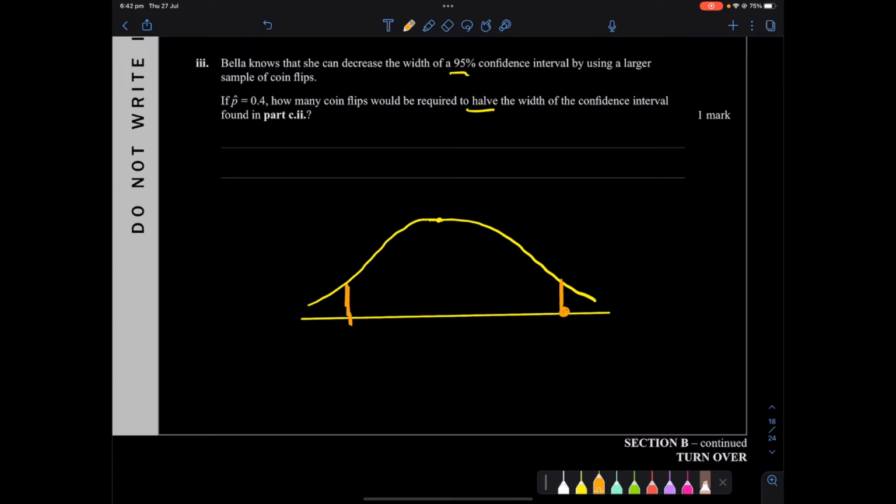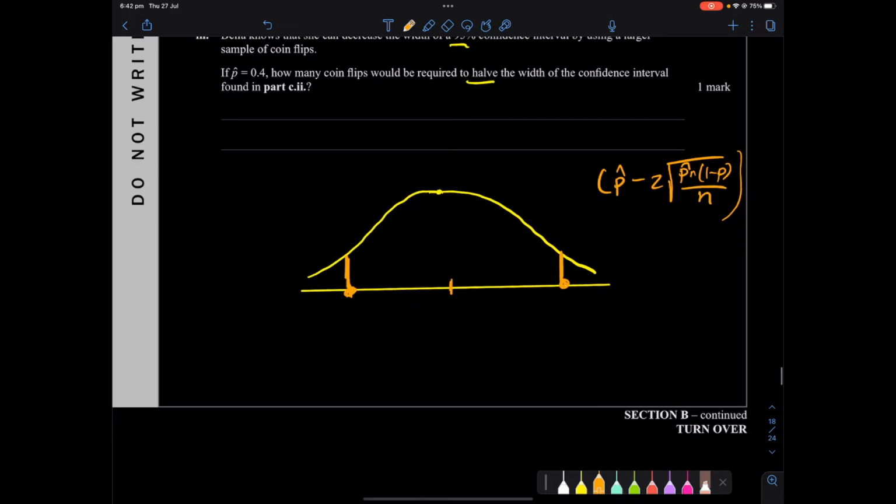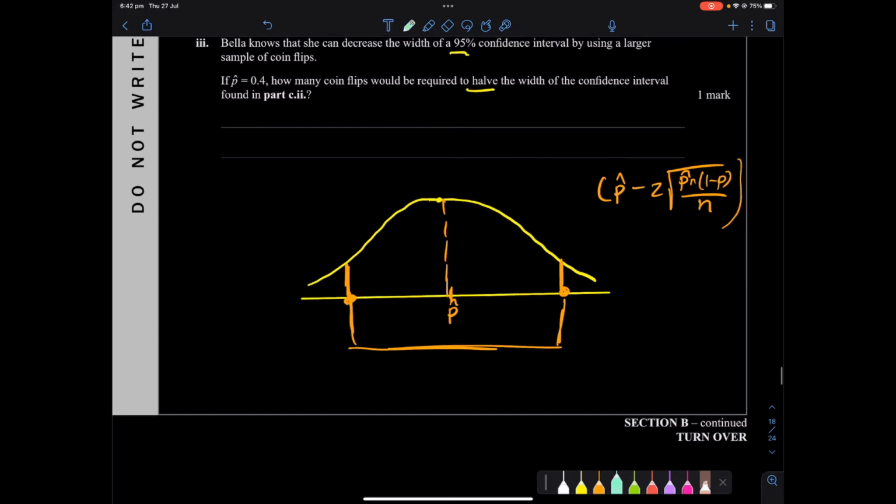The formula is normally p hat minus z times the square root of p hat times 1 minus p hat over n, and so on. It's on your formula sheet. Your p hat is the mean, the middle value, and your width is from here to over here. And we want to halve it, so it's going to be from over here to over here.